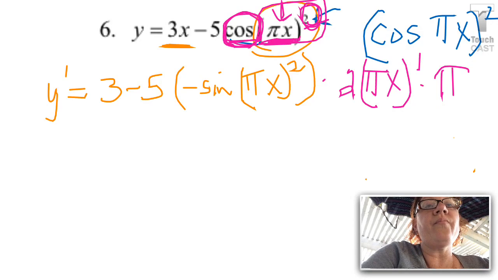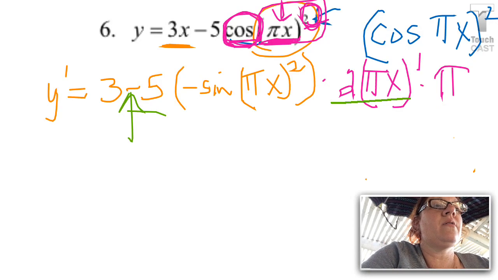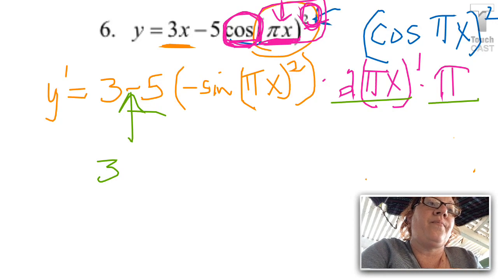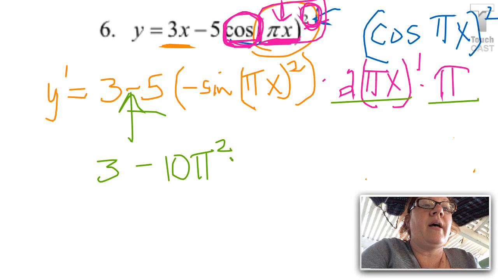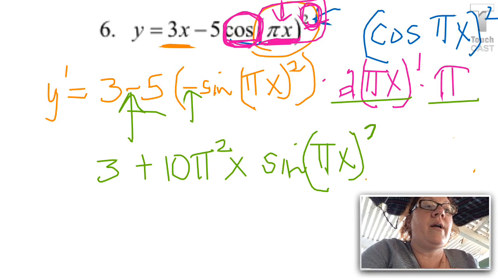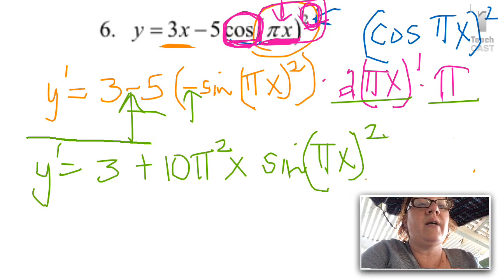Now remember, out front here, this is joined by a subtraction. I cannot join the 3 and the minus 5. That negative 5 and the 2 pi x and the pi are all coefficients on this parentheses. So what I really have is negative 10 pi squared x, and then times a negative. Oh, that's going to change that to a positive, and then sine of pi x squared.